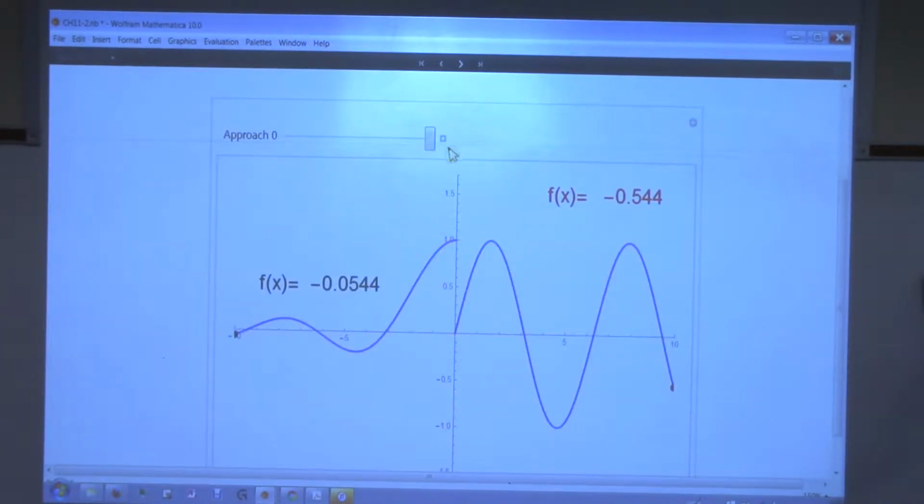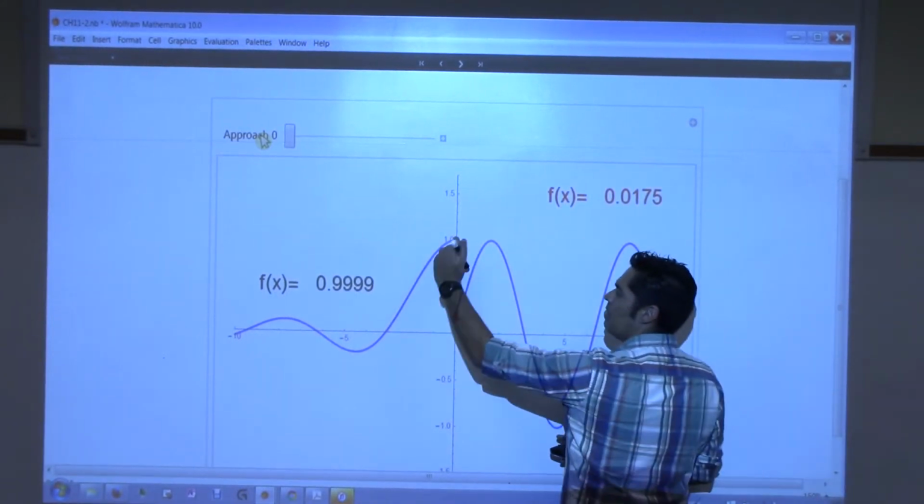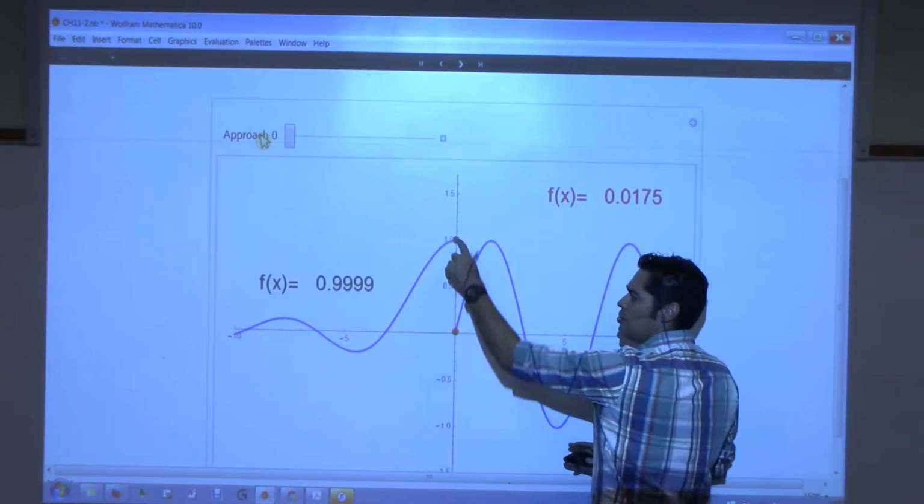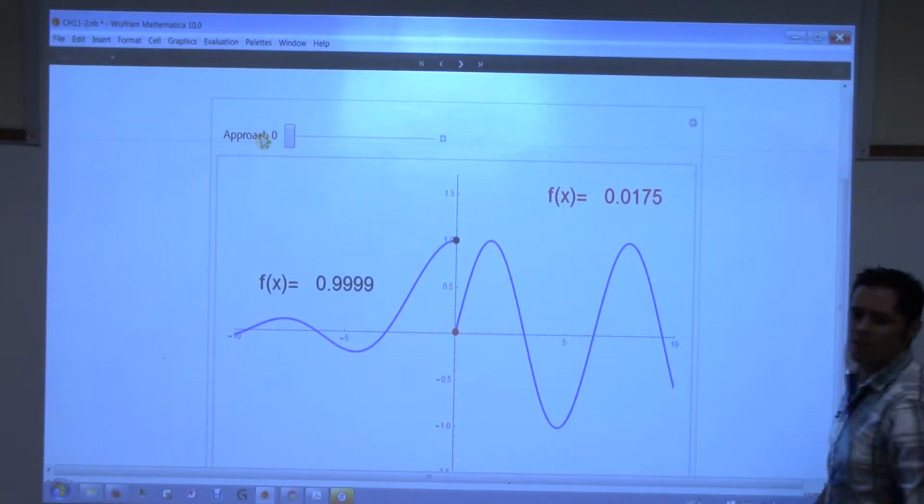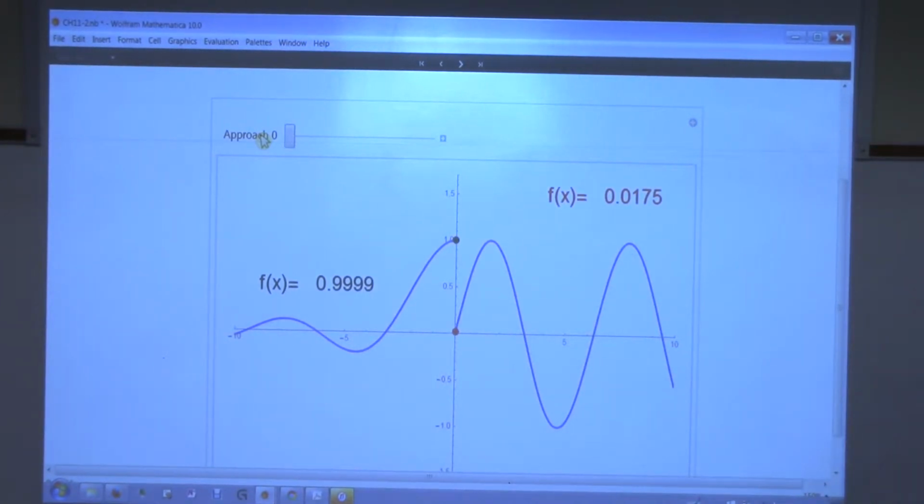Here's another example. Another function as we approach 0 from both sides. Look, if we come in from the left, what's my function approaching? 1. As we come in from the right, what is the function approaching? 0. See, so from the left side and from the right side, 2 different values. What would we say in this case? It's discontinuous. We'd say the limit does not exist, right?